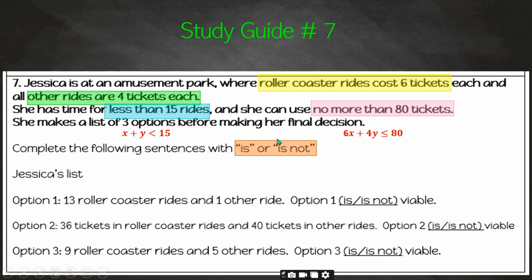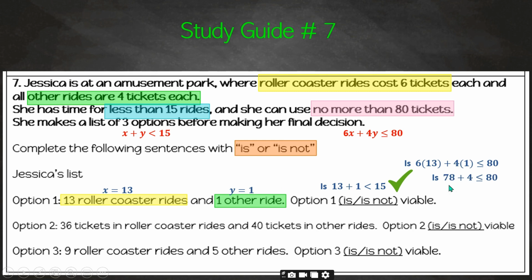So we need to figure out which of these scenarios that Jessica's come up with is or is not viable. So let's take a look. This first example says 13 roller coaster rides and 1 other ride. Well, if 13 is equal to my x and other rides is equal to my y, is 13 plus 1 less than 15? Well, yeah, absolutely. So it's true for that first equation, but is it true for the second equation? Is 6 times 13 plus 4 times 1 less than 80? Well, 78 plus 4 would be 82. 82 is not less than or equal to 80, so this is not a viable option.